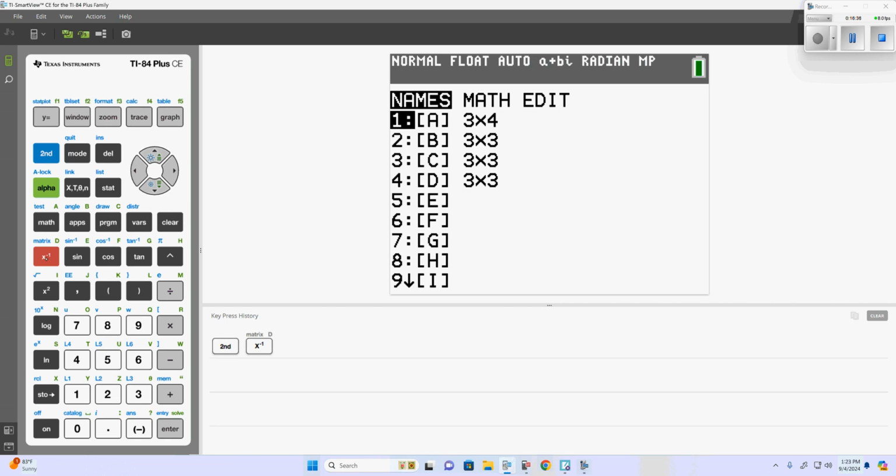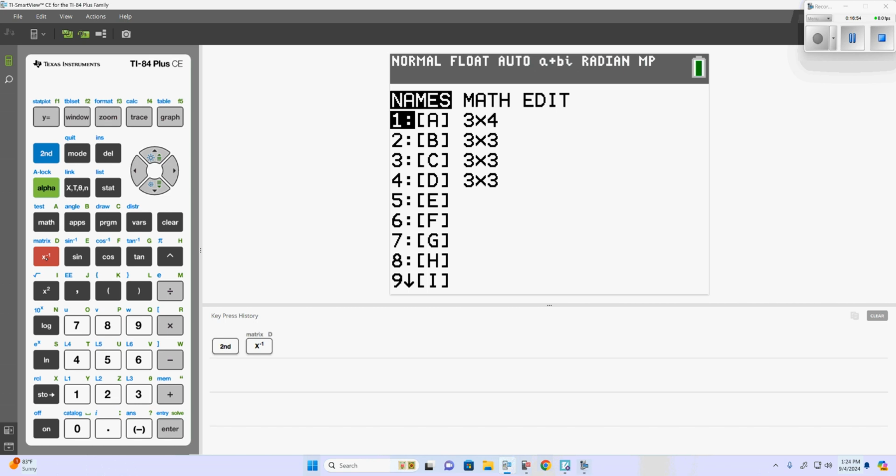So second matrix, because whenever you hit second, everything in blue, all the blue above the number or buttons, is what it will do. So we're doing second x to the negative 1. Were we all able to get to this here?